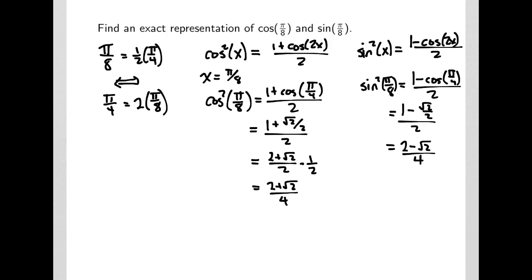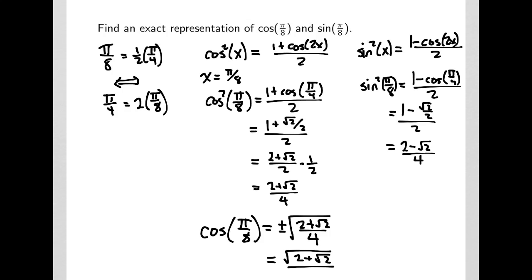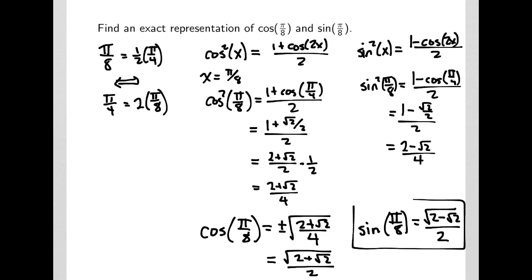Now I want the cosine and the sine, so I take the square root. The cosine of pi over 8 must therefore be either plus or minus the square root of 2 plus root 2 over 4. If I think about where pi over 8 is in the unit circle, I'm going to choose the positive square root, based on the quadrant. It's the square root of 2 plus the square root of 2, over the square root of 4, which is 2. Similarly, the sine of pi over 8 is also going to be positive. It's the square root of 2 minus square root 2, over the square root of 4, which is 2. So this finishes up our last problem on this section.